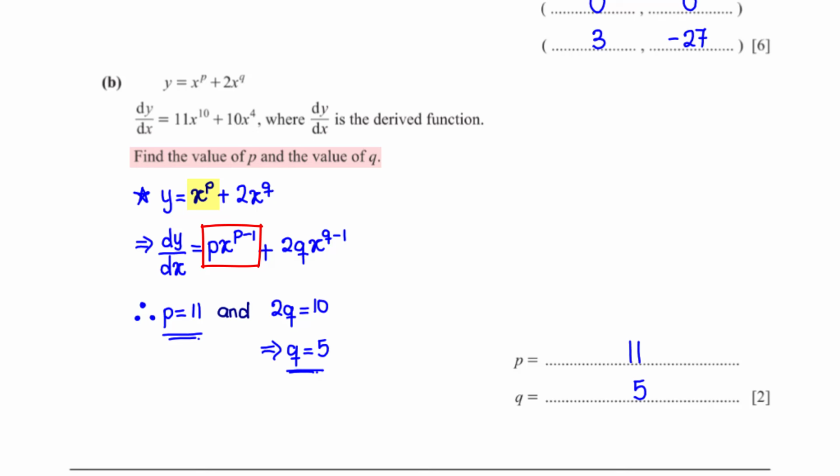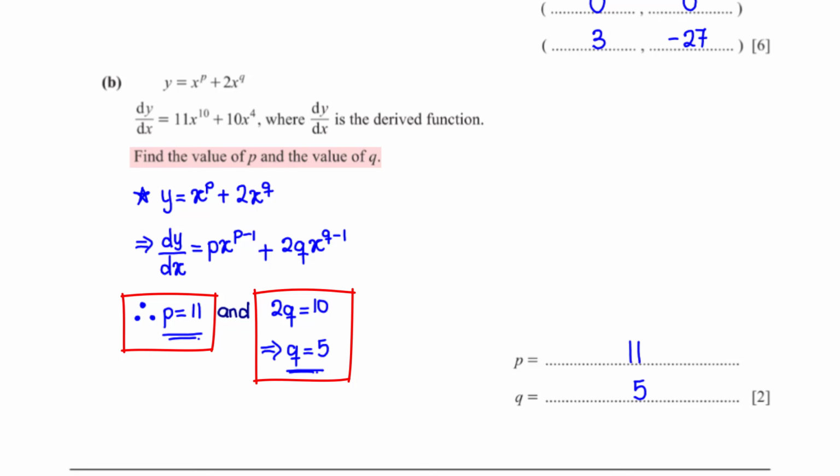p. Then we subtract 1 from the power, giving us p minus 1. For 2x raised to the power q, q multiplies the coefficient of x, which is 2, giving us 2q. Then we subtract 1 from the power, giving us q minus 1. When we compare this to the results, we see straight away that p equals 11 and 2q equals 10, which gives us q equals 5.